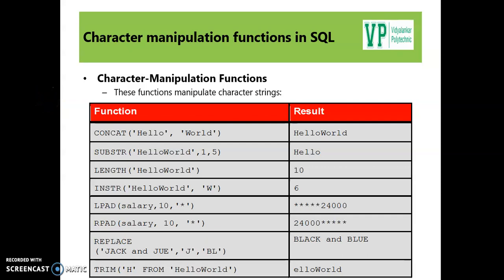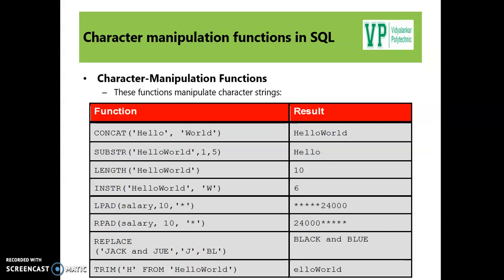Next topic is character manipulation functions used in SQL. So the first function is concat. For the concat function, it requires two inputs. In this example, the first input is the word hello and the second input is the word world. And you can see the output. It is one continuous word, that is nothing but helloworld.